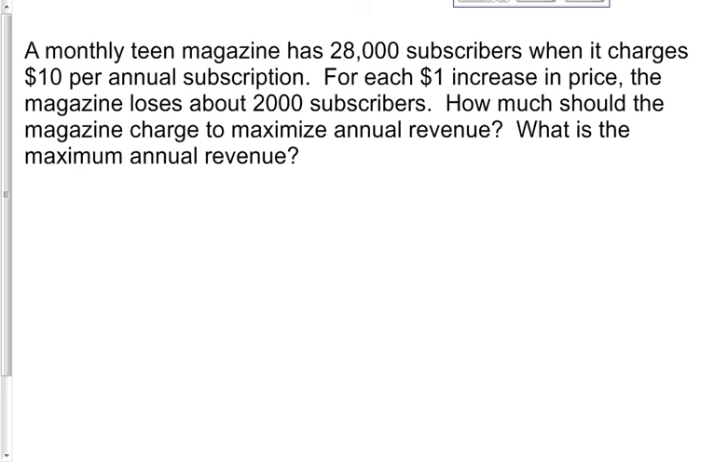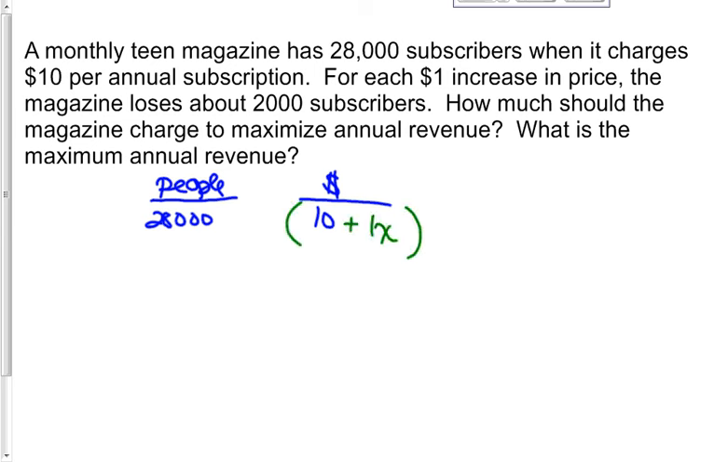Okay, we have one more to work on, and then we should be hopefully getting better at these. Monthly Teen Magazine has 28,000 subscribers when it charges $10 per subscription. So again, we've got two categories of people and price. 28,000, and the price is 10. For each $1 increase in price, go to your price category. Increase it by 1 each time. The magazine loses 2,000. Loses, subtract 2,000 each time equals y.